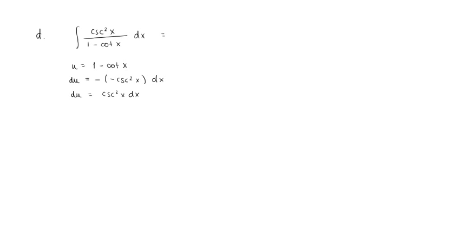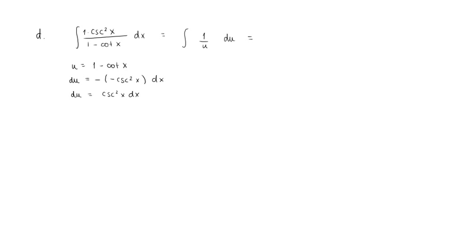And so I can now replace cosecant squared of x dx by du. So this will be the integral and du over here. And 1 over, so this is like 1 times that, 1 over 1 minus cotangent of x is just going to be 1 over u.